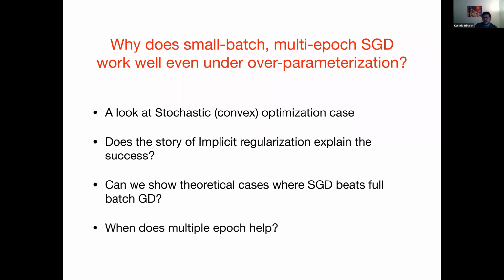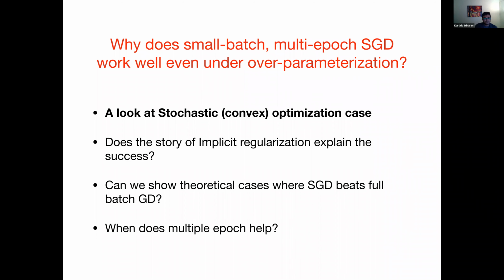And then finally, we try to figure out, of course, this is a little bit lighter than the others, how or when does multiple epoch training work, or kind of when should you expect it to work? Okay, so I'm going to start with stochastic optimization, but before I do that, I want to make sure if there are questions, I get them.